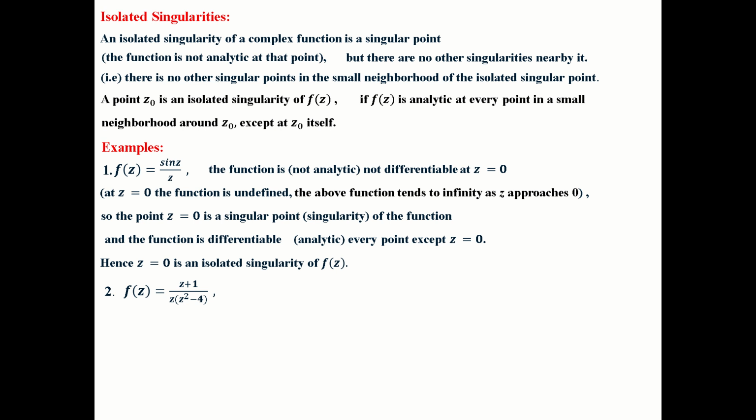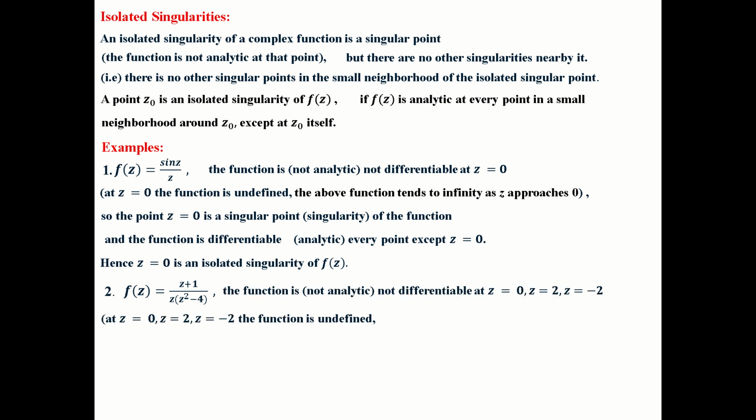singularity. Next factor, z square minus 4, is also in the denominator. Using the a square minus b square formula, it can be written as z plus 2 into z minus 2. So z equal to 2 is a singular point, and z is equal to minus 2 is also a singular point. Similarly, you can take a small neighborhood around z is equal to 2; the function is differentiable except at z is equal to 2 in that small circle. Similarly, take a small circle with center z is equal to minus 2; in that circle, the function f of z is differentiable except at z is equal to minus 2. Therefore, z is equal to 0, z is equal to 2, and z is equal to minus 2 are isolated singularities for this given function.